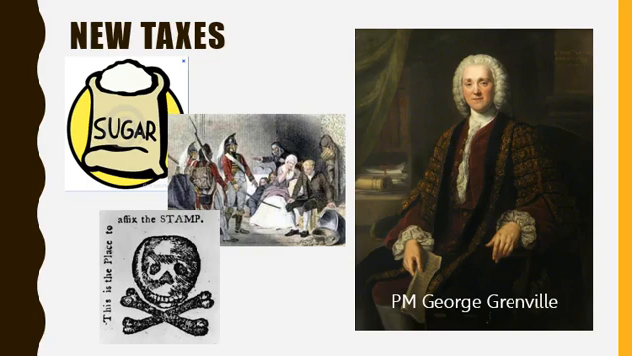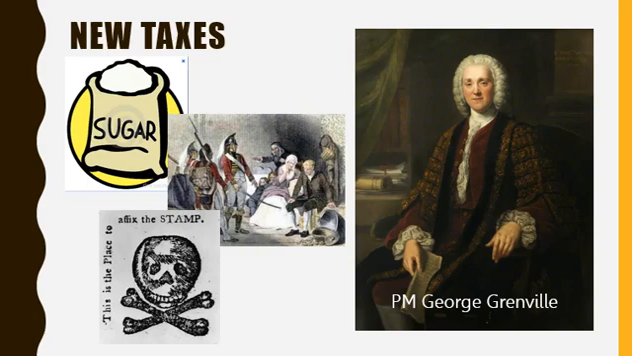So the first one is going to be the Sugar Act, which was passed in 1764. The Sugar Act taxes sugar, but not just sugar. It also taxes textiles, which is like cloth material, things like that. It taxes coffee, indigo, rum, wine, molasses, a wide variety of things. Now, it actually does not raise the tax on sugar. There was already a tax on sugar. It actually lowers the tax on sugar.